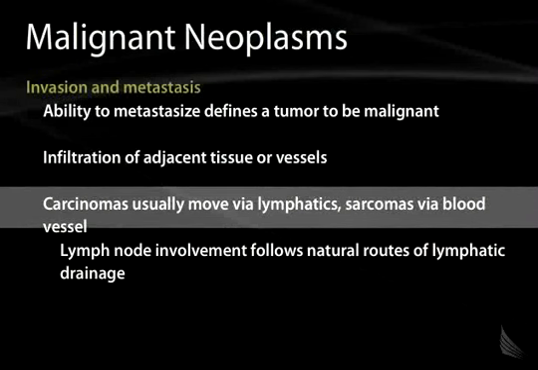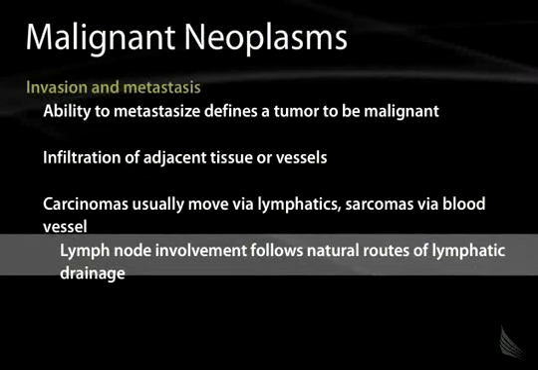Remember, carcinomas tend to prefer to move around the body by lymphatics, while sarcomas would enjoy moving around the body using the blood vessels. Lymph node involvement will generally follow the natural lymph node drainage that surrounds an organ system. Hence, for example, testicular tumors like to go to the para-aortic and iliac nodes.